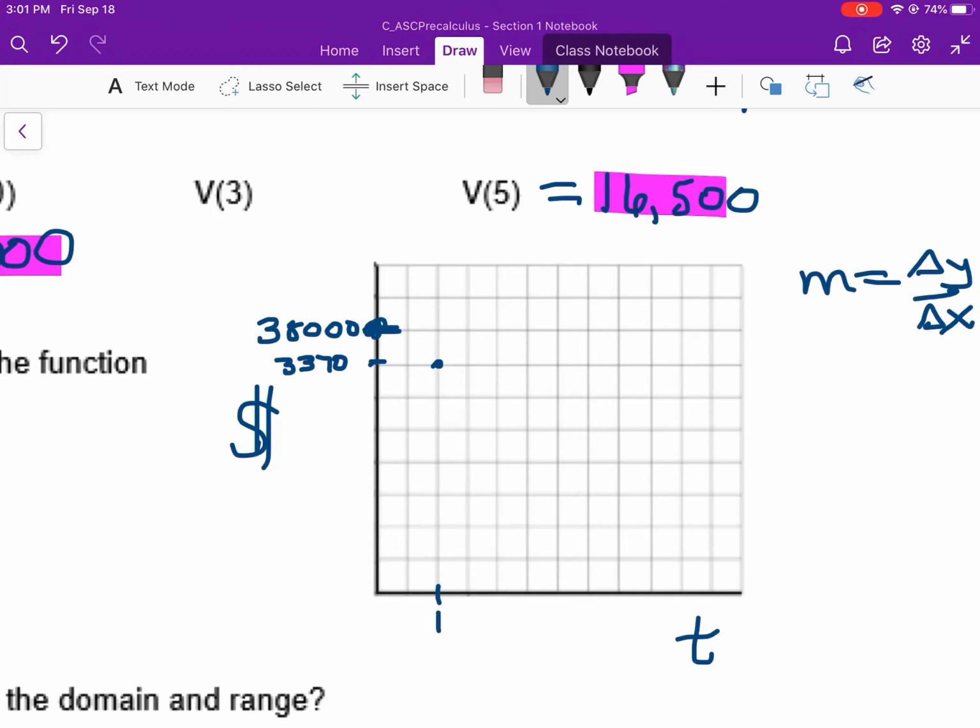So it starts here, then it goes here, then it goes down another 4,300. It goes down to 29,400 after 2 years, and it goes down after 3 years, and it goes down after 4 years, and it goes down after 5 years. So by 5 years, this should be the number. What was the value? 16,500. Okay, and so then I have this lovely line.